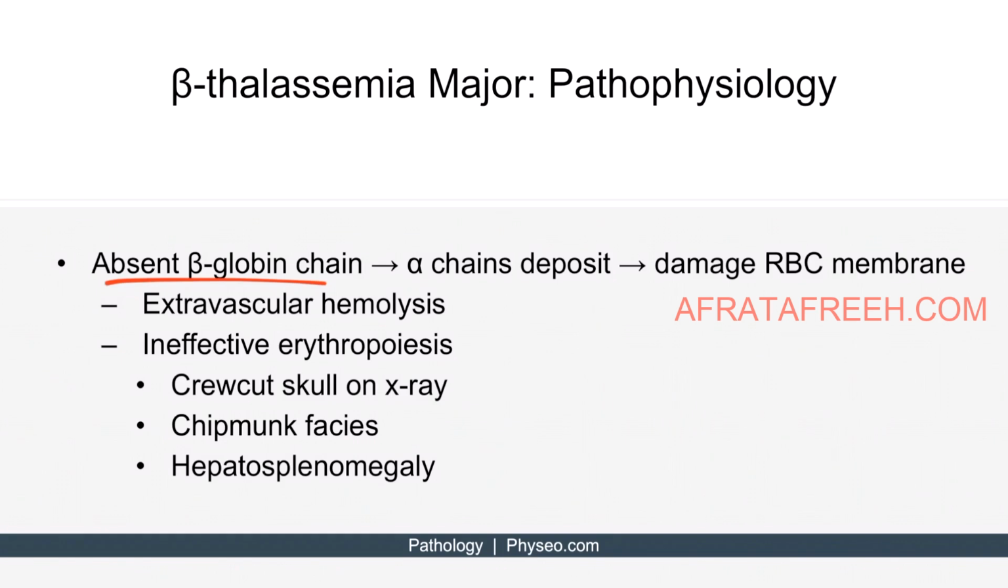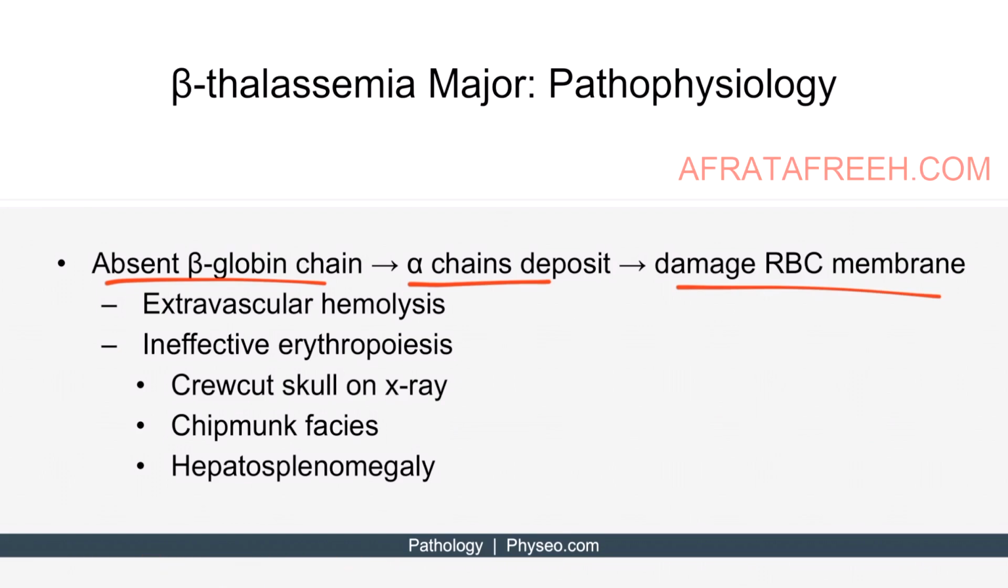Beta chains are supposed to bind with alpha chains to form hemoglobin. If the beta chains are gone, then the unpaired alpha chains deposit and damage the RBC membrane. This leads to extravascular hemolysis and ineffective erythropoiesis. Extravascular hemolysis occurs when the spleen removes circulating RBCs with damaged membranes.